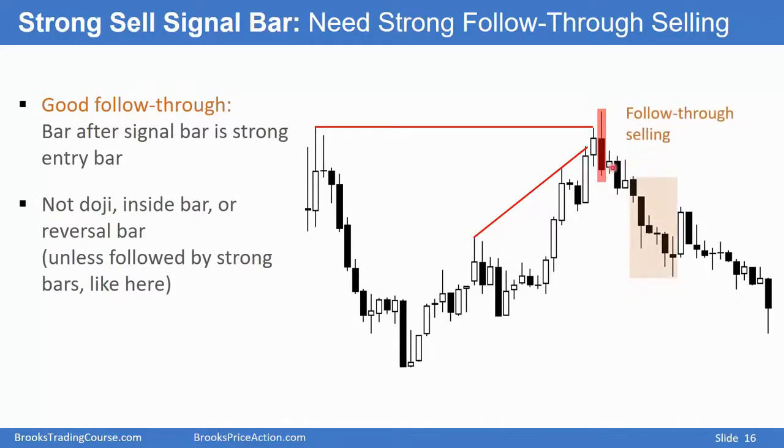So here we initially had bad follow-through and then bad follow-through again here, but then we got over here 6 bars without a bull body. The follow-through is getting stronger and it increases the chances that the market will go at least a little bit lower.